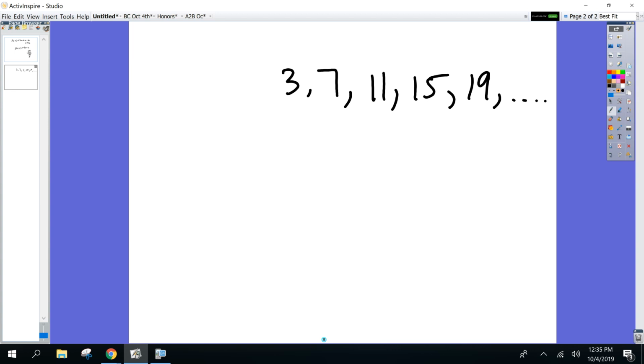3, 7, 11, 15, 19. What's the pattern? Going up by 4. If I'm going up by 4, what do I call this sequence? Arithmetic. Yes. Here's what we're going to do today.